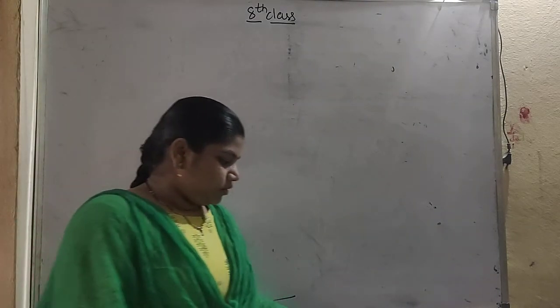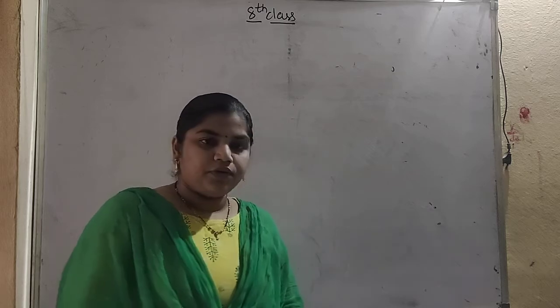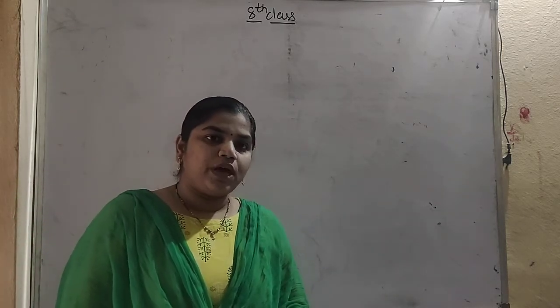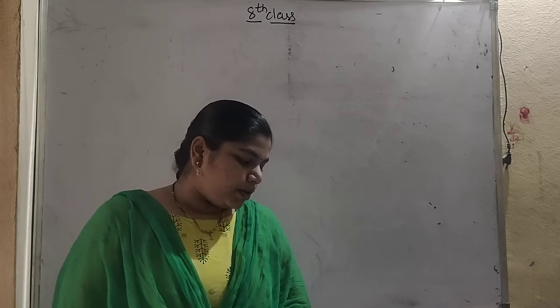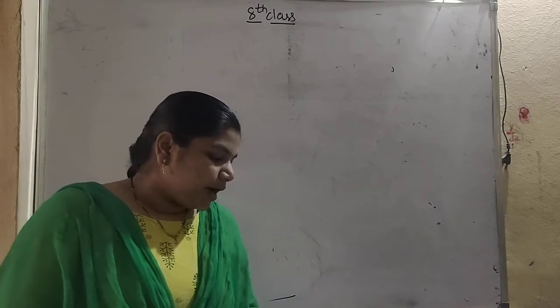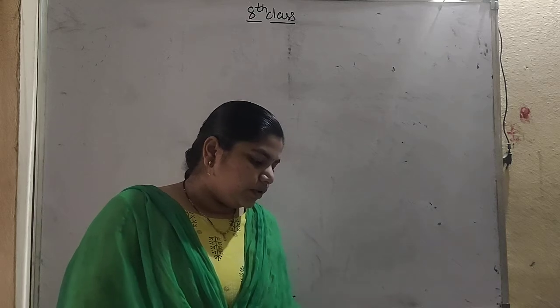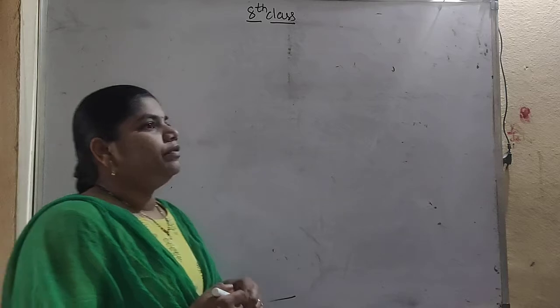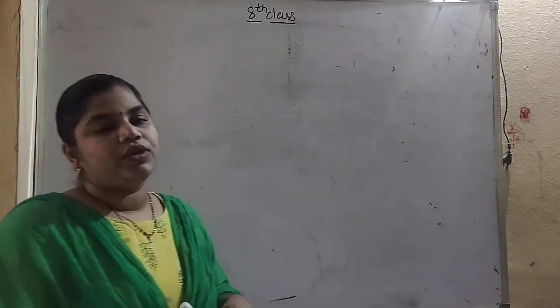Good morning everyone. In the last class we completed our fifth bit, that is exercise 4.1. Now I am starting our sixth bit. Find the value of n in each of the following. So we have to find the value of n here. We have already learned all the laws of exponents.